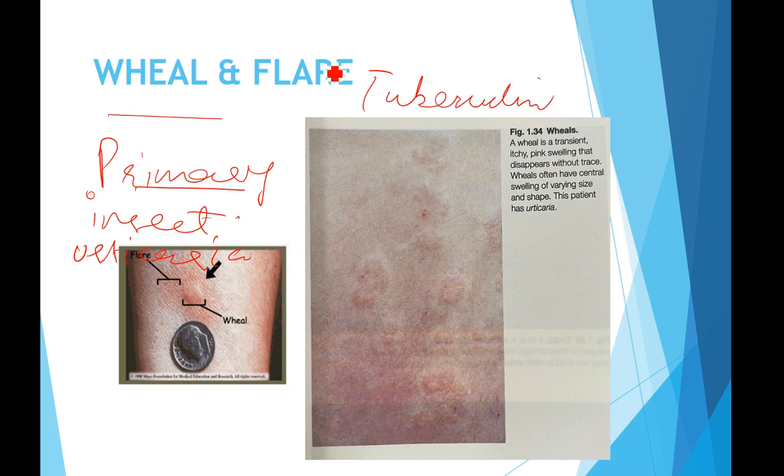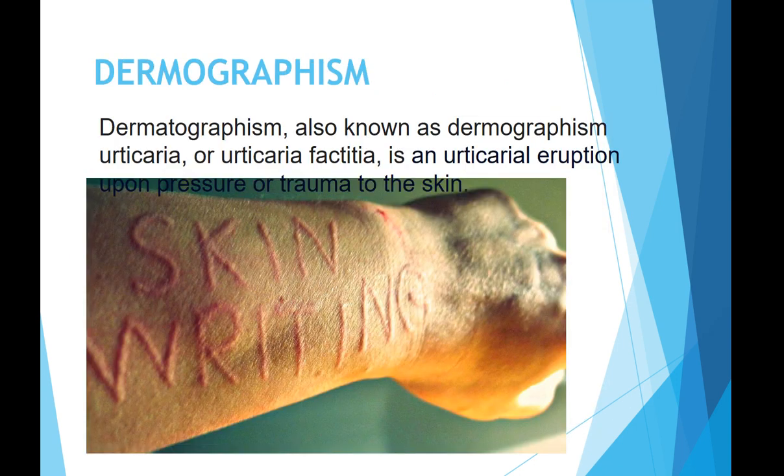Right. So what is the wheal and flare? Wheal is the central raised portion, and flare is the surrounding erythema or redness, the red ring-like surrounding portion around the wheal. Here you can see this is the wheal and this is the flare. Wheal is a transient itchy pink swelling that disappears without a trace, it doesn't leave any mark, and they have central swelling of varying sizes and shape, and are usually seen in patients of urticaria, whereas it can be seen in the insect bite as well, and the tuberculin skin test.